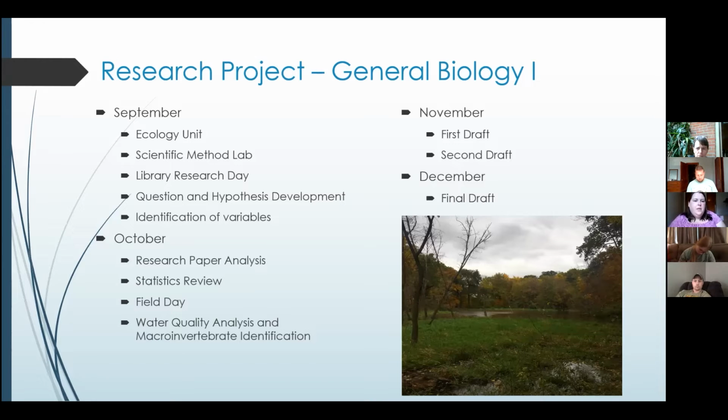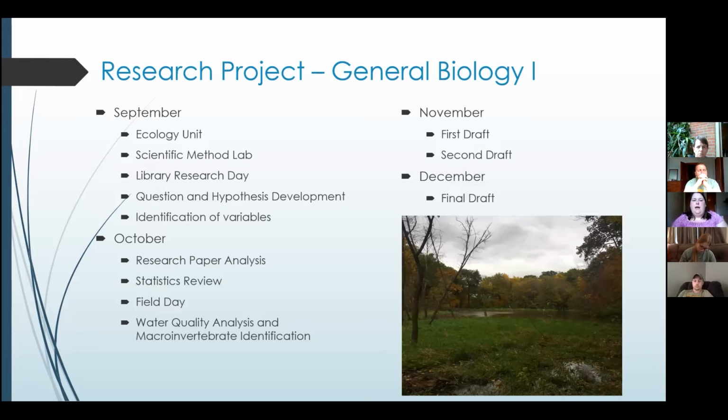Then in October, we spent more time with that foundation where we analyzed a research paper as one of our labs. I also spent some time that day talking to students about why it's important that they understand how to read a research paper, the different parts of the paper and how they're connected, and how they can use that same format of a research paper for their final project. So all of their lab reports were designed in that same format as a research paper.